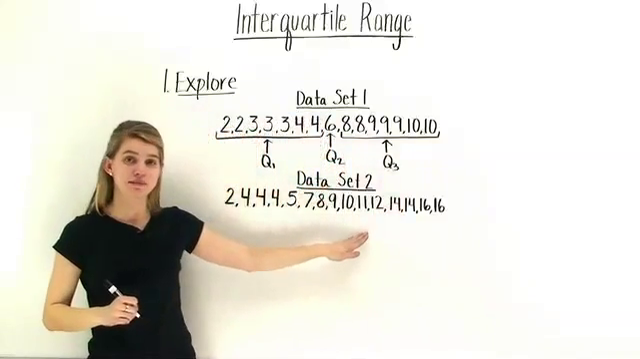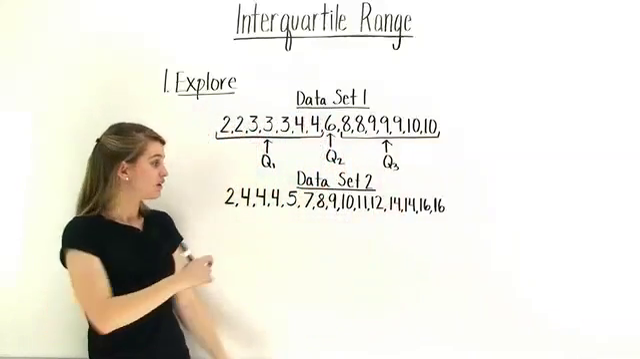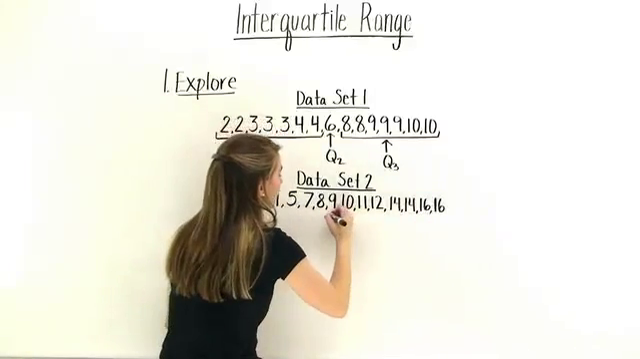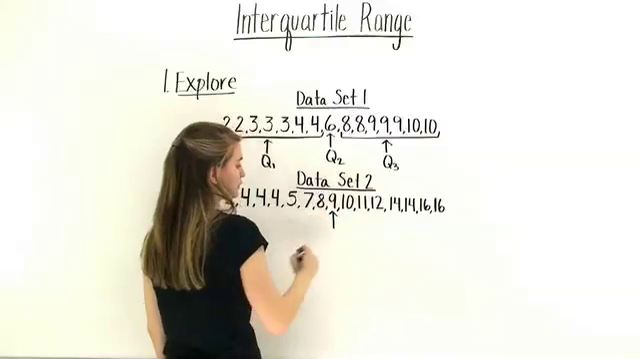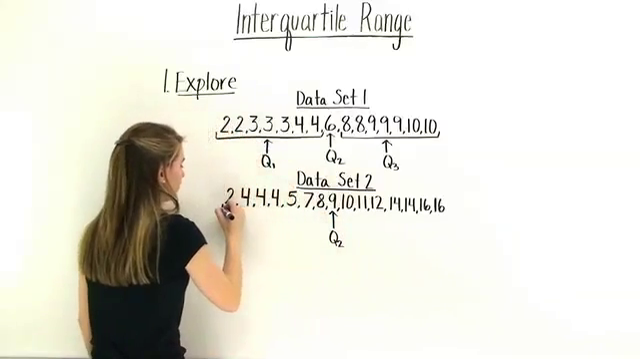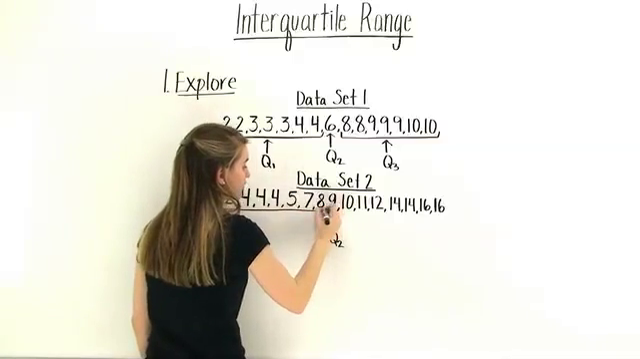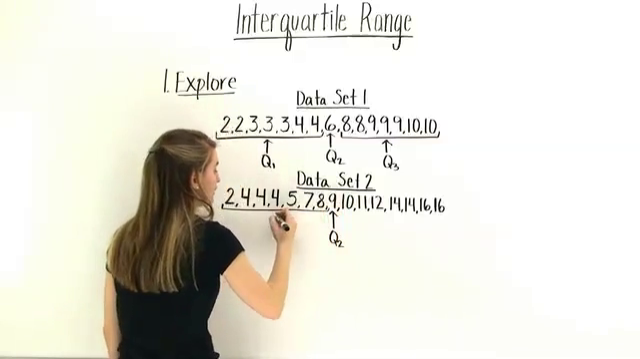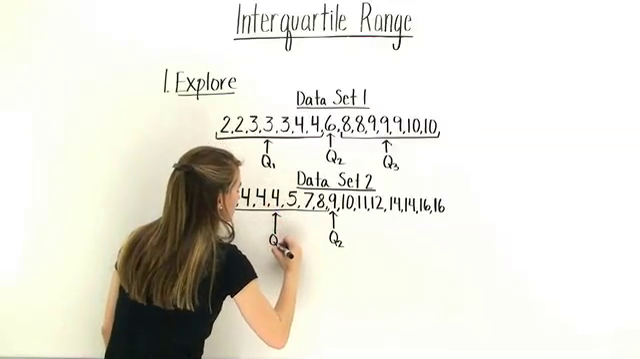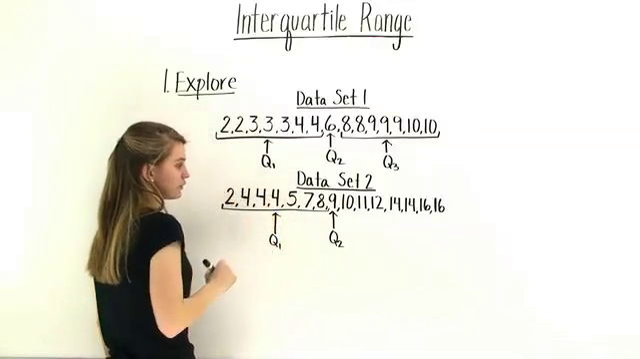Let's go ahead and do the same thing with data set 2. Notice again, we already have ordered data. So, if we find the median of the whole set of data, we get that it's equal to 9. That means our second quartile value is equal to 9. If we look at just the lower half of the data, we find the median of the lower half of the data is equal to 4. That means that the first quartile value is equal to 4.